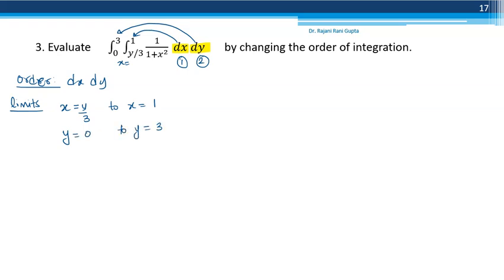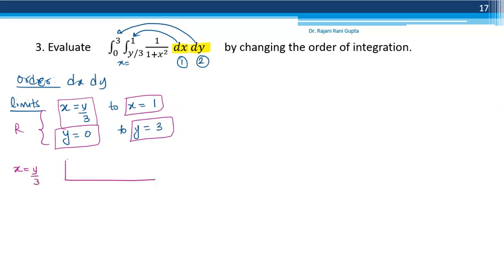So again, you have to plot the region R. These are the limits that give you the region R. To change the order of integration, plot this. Now, all these are straight lines, okay? So, for this x equal to y over 3, you have to prepare a table to get the values, okay? So, let's take here x, here y. So, if y is 0, x is 0.